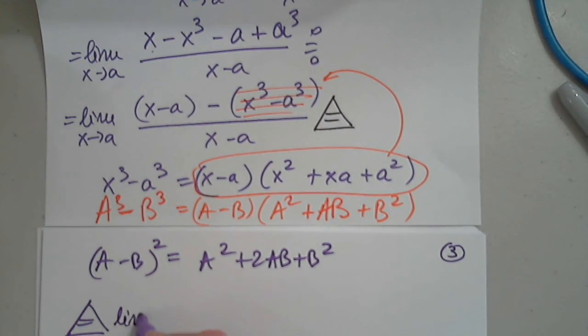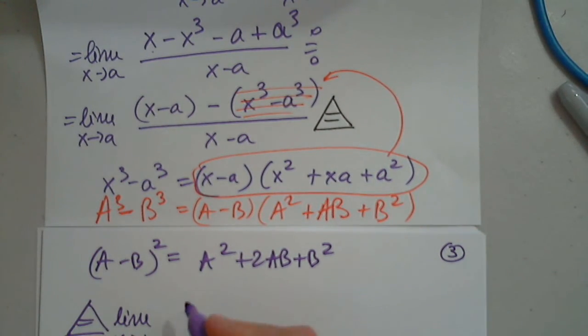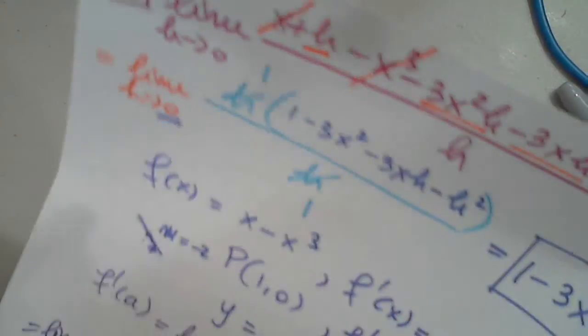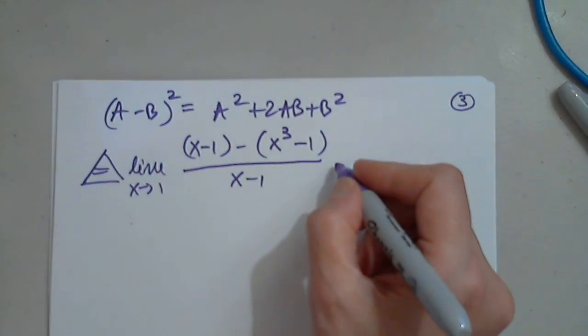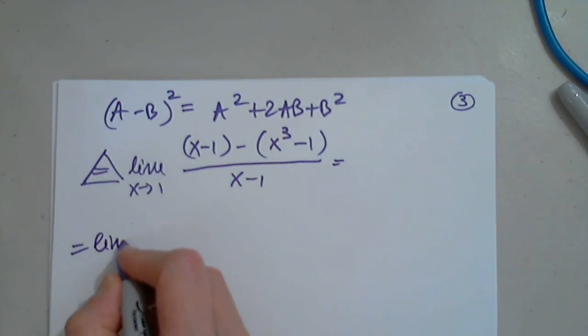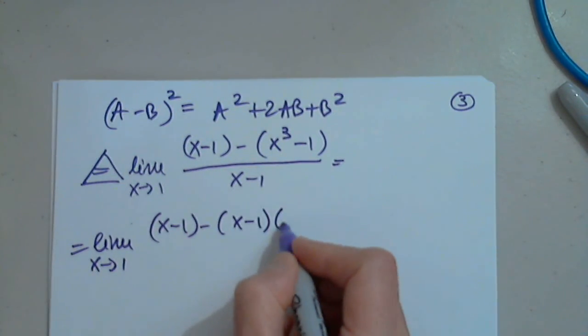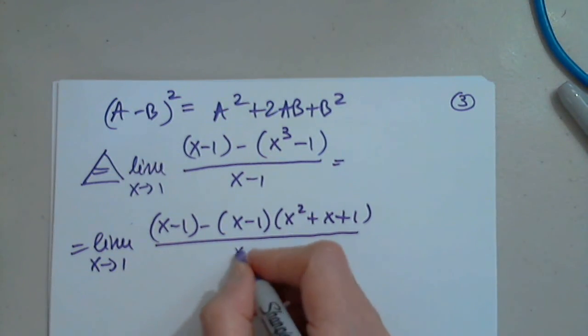So then I'll continue with the triangle right here. So I have limit as x approaches, I'm going to change it now to 1. It doesn't matter. It's the same thing. So x minus 1 minus x cubed minus 1 over x minus 1. And the formula will be the same. It's just that it has 1 in it instead of a. So this will equal limit as x approaches 1, x minus 1 minus x minus 1, x squared plus x plus 1. I just replaced a by 1.